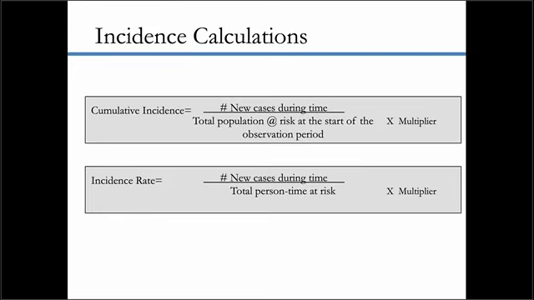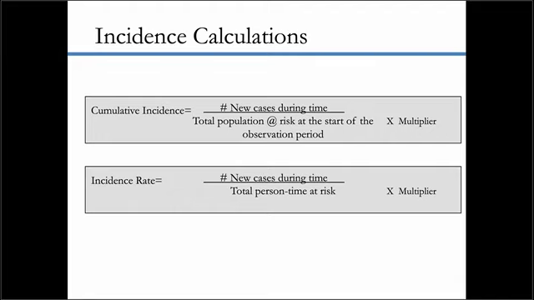There are two types of incidence that we'll talk about in other lectures to talk about how we actually calculate incidence, and those are our cumulative incidence and our incidence rate. Your cumulative incidence is the number of new cases during the time period that you're doing your calculation for over your total population at risk at the start of the observation period.